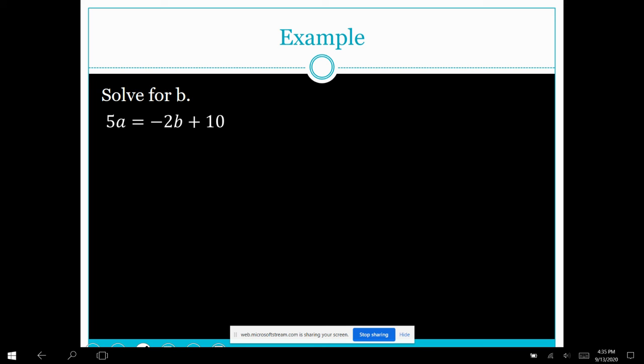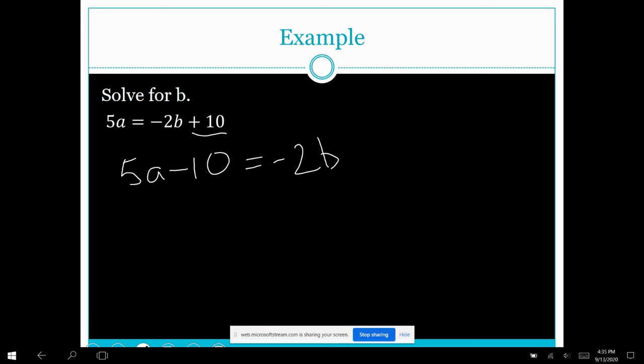Again, okay, solve for b. Well, we have 5a is equal to negative 2b plus 10. The first thing we're going to do is subtract that 10 so we can isolate this negative 2b. So we have 5a minus 10 is equal to negative 2b.